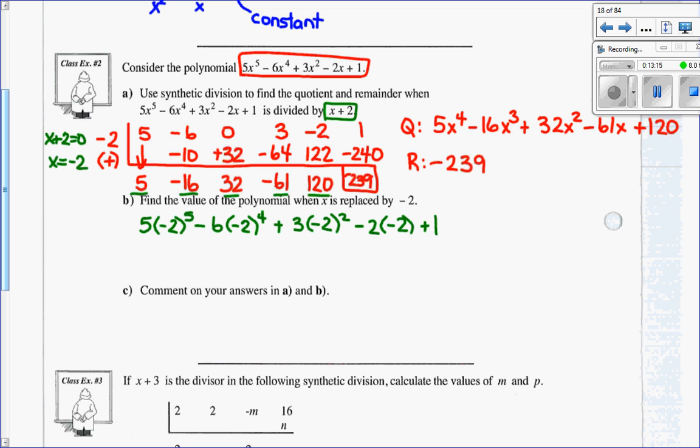So this is actually going to be 5 times negative 2 to the 5th is negative 32, minus 6 times 16, plus 3 times 4, plus 4, plus 1. And the grand total is negative 239.